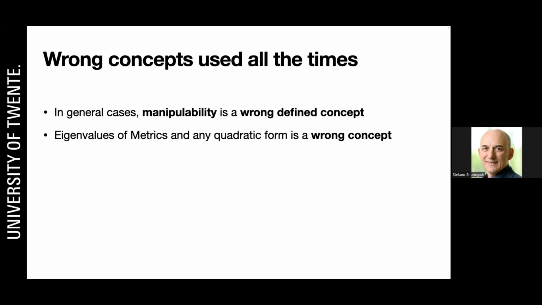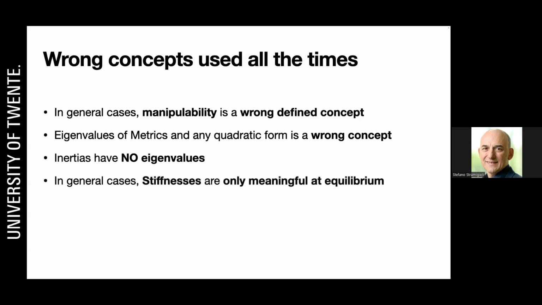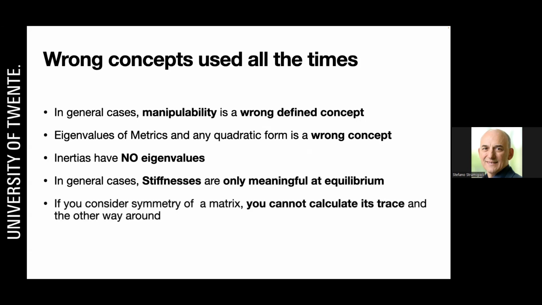Eigenvalues of a matrix, an n quadratic form, is wrong for the reason I gave, unless you have another metric you can use to raise the index. That's the terminology which is used. Inertias have no eigenvalues. In general, stiffness is only defined at equilibrium, not anywhere. There is very nice work of Milos Zefran and Kumar, for example, on this in the past. If you consider symmetry of a matrix, you cannot calculate its trace, because the trace is something you can only calculate on a linear operator. And symmetry, you can only talk about for quadratic forms, as I showed you.